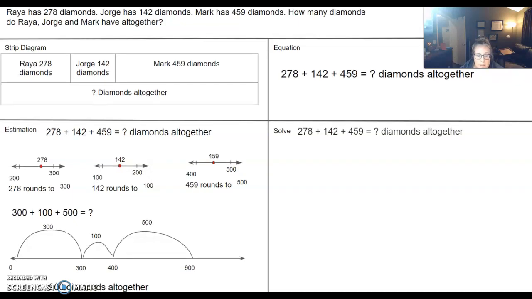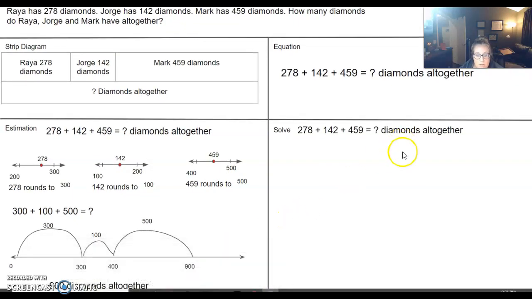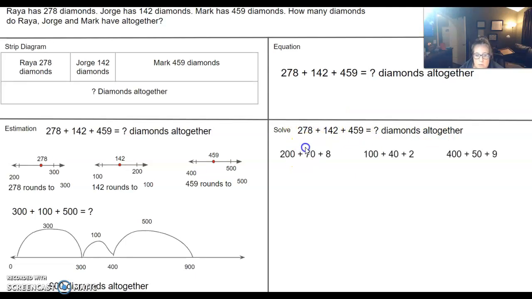together. Now I actually want to solve the actual problem. So I'm going to bring my equation down. So I have 278 plus 142 plus 459, and that's going to tell me how many diamonds we have all together. Again, I'm going to use a number line, but before that, I'm going to go ahead and decompose these numbers into expanded form. So 278 is going to be 200 plus 70 plus 8. 142 is going to be 100 plus 40 plus 2. And 459 is going to be 400 plus 50 plus 9.